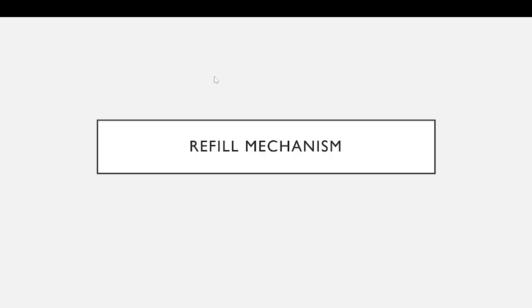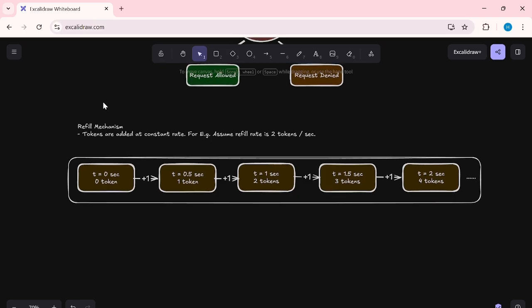Now let's understand the refill mechanism. So let's say tokens are added at a constant rate into this bucket, defined as 2 tokens per second, assuming. So let's say at time t equals 0 seconds, we have 0 tokens. Now at time t equals 0.5 seconds, one token would have been added into the bucket. And at time t equals 1 second, one more token would have been added into the bucket. So after 1 second, from time t equals 0 to 1, we have 2 tokens held in our bucket. So this is how the refilling into our bucket takes place.